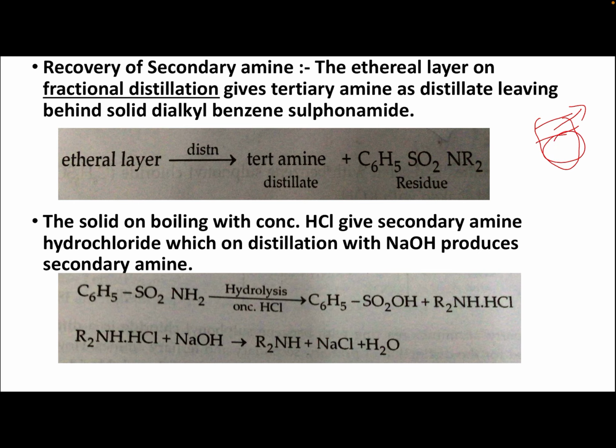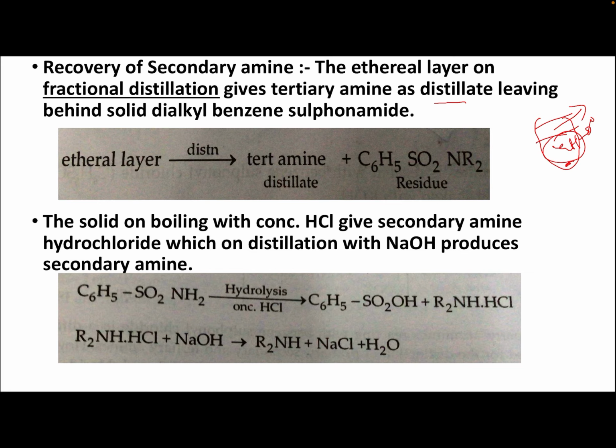Now this second layer is there, which has the secondary amine. The ethereal layer on fractional distillation gives tertiary amine as distillate, leaving behind solid dialkyl benzene sulfonamide. So as distillate you are getting tertiary amine, and the remaining is solid dialkyl benzene sulfonamide, C6H5SO2NR2. The solid on boiling with concentrated HCl gives secondary amine hydrochloride, which on distillation with NaOH produces secondary amine.